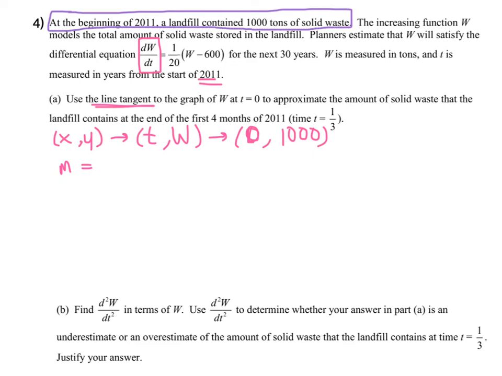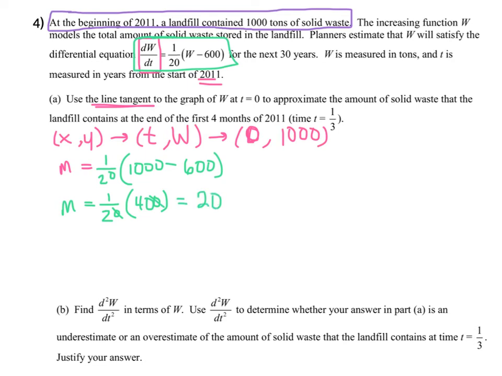Now I need the slope. Where's the slope going to come from? The slope is going to come from dw/dt. So I'm going to take that slope formula and plug in my t and my w. That's this formula right here. So 1/20th times 1,000 minus 600. My slope here is 1/20th of 400. Your 0s would cancel, 40 divided by 2 is 20. So my slope is 20, and my point here is (0, 1,000).